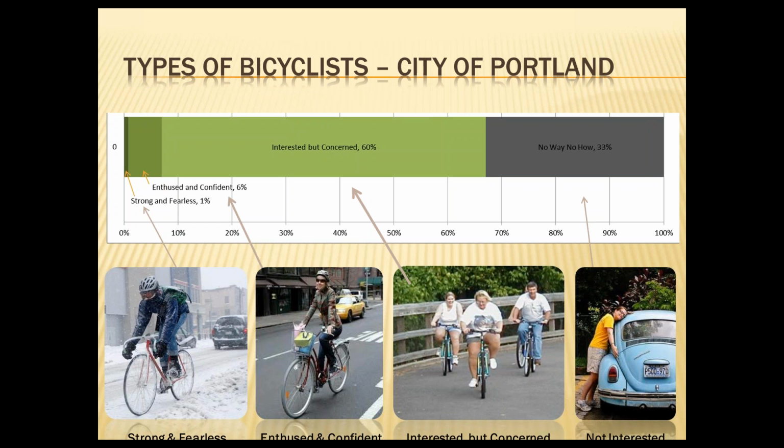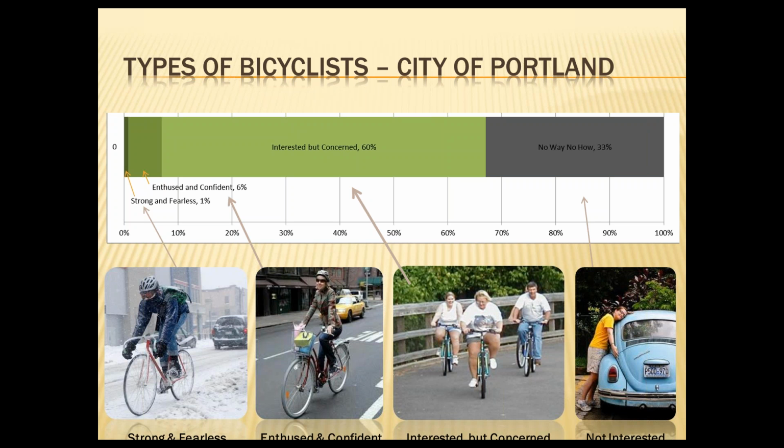What they found in Portland was about 1% of their population was that strong and fearless rider who will be out there regardless of the conditions or the amount of infrastructure that's available to them. And then there's about 6% of the population that's enthusiastic and confident about riding, and I would presume that they are out there riding as well, but maybe not in all situations and everywhere as would the strong and fearless rider. Then you have about 60% of the population that is interested and concerned.